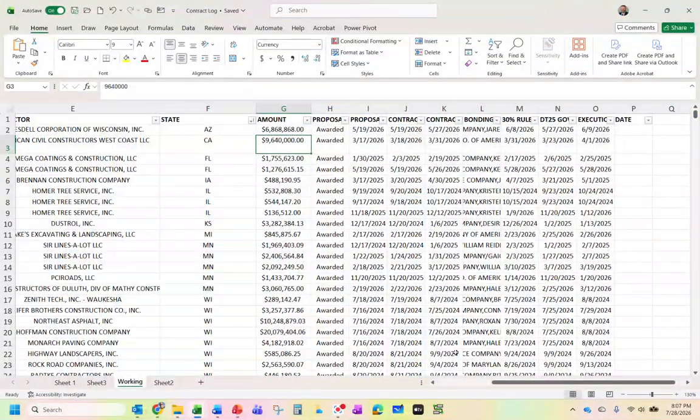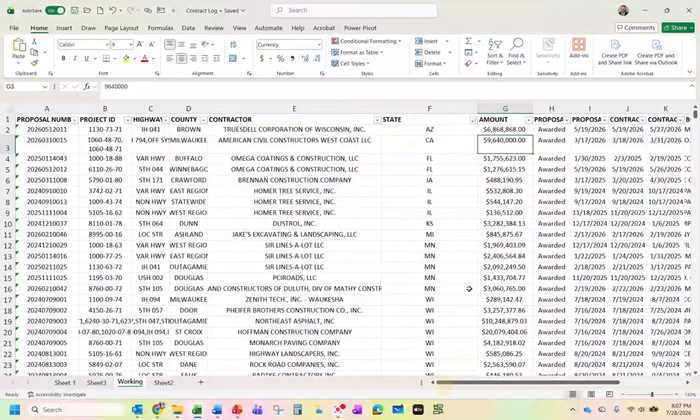So if that was the question I was trying to answer, I could use this project ID as my primary number that I'm looking at, because it's consistent across both. And I could do pivot tables or Power Queries or Power Pivots and set this up.